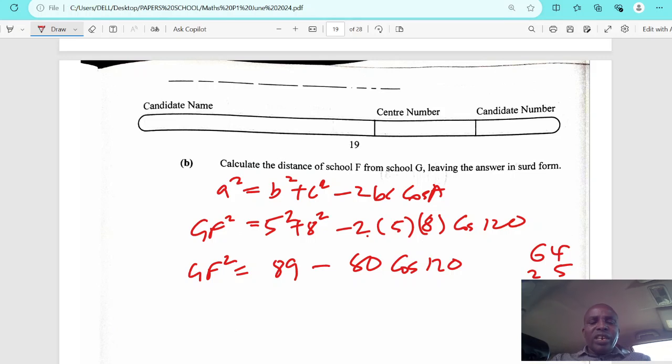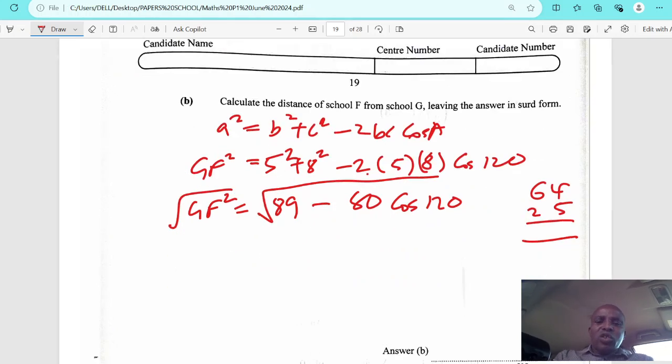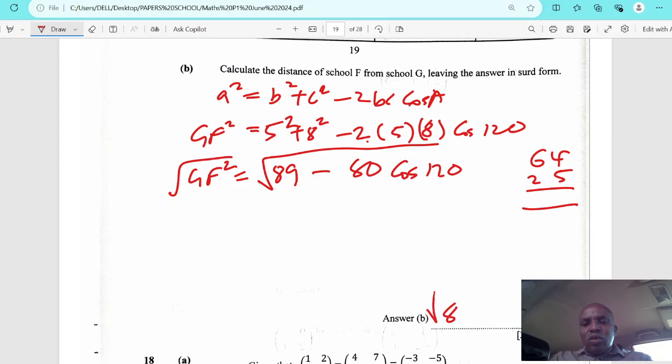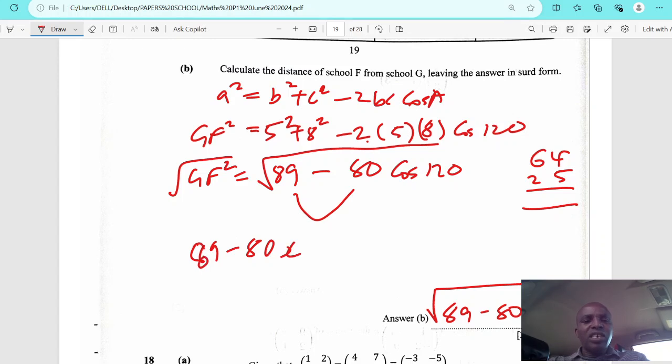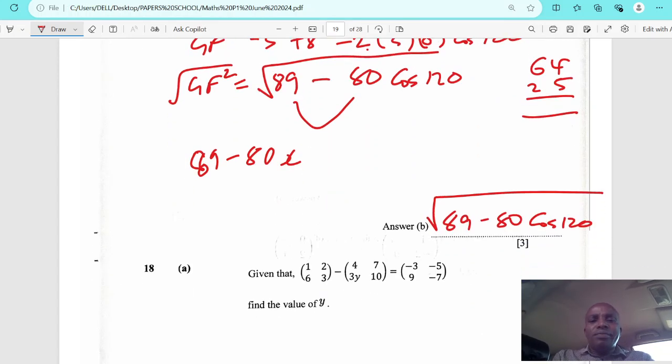Then, right, you put square roots on both sides. So your answer will be the root of 89 minus 80 cos 120. Please take note, don't subtract 89 minus 80. These are unlike terms. It's more like 89 minus 80x. You can't subtract this one. It's very wrong.